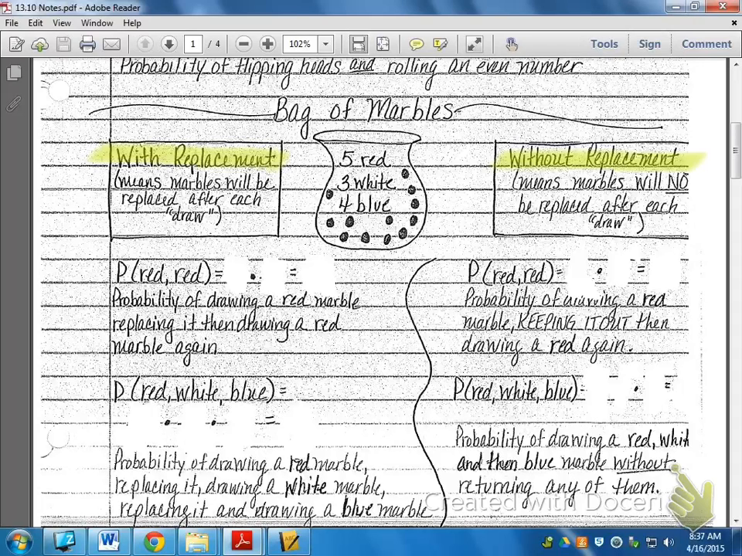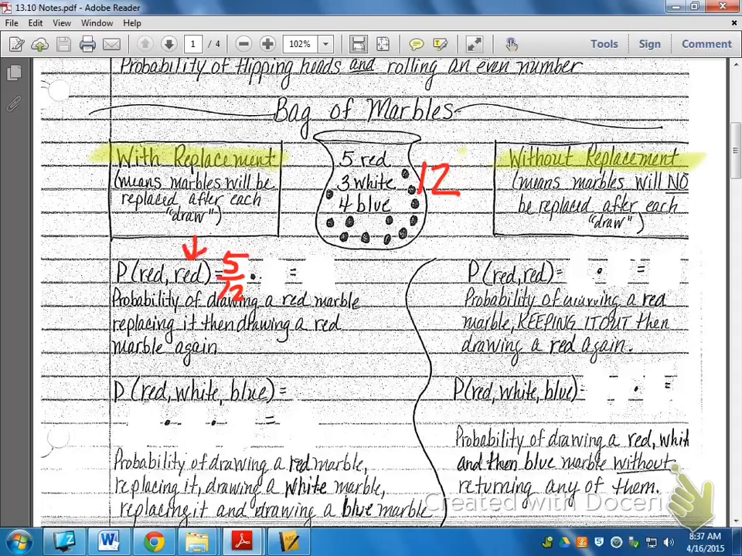Oops, I've got to change back to my pen. There's 12 marbles altogether. Okay, so we're drawing with replacement. We want a red. What's the probability we're going to get a red out of that? 5 over 12. With replacement, we put the red marble back in. The bag's exactly the same.